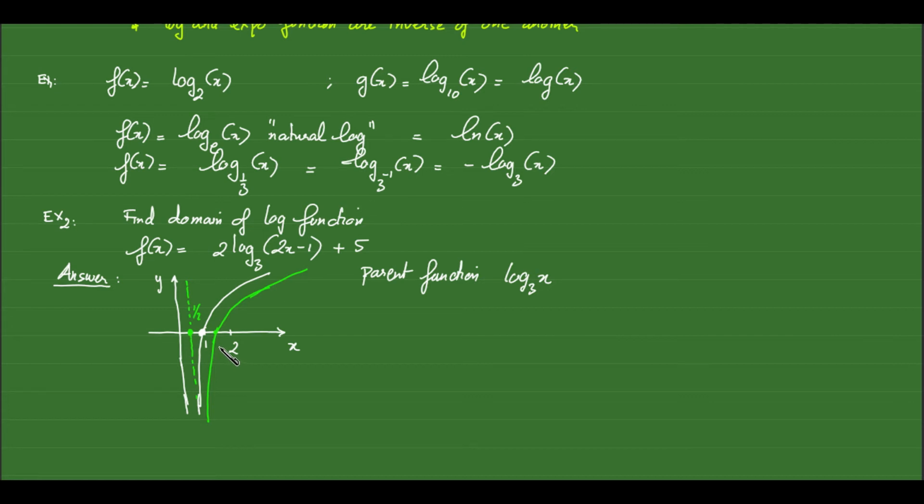But you can also find the domain by looking at the argument. The argument over here is 2x minus 1, and you just need to set it greater than 0. Then my inequality: 2x will be greater than 1, and x will be greater than a half. So from here I can get the domain: it will be a half to positive infinity.